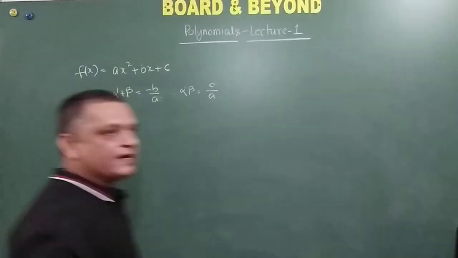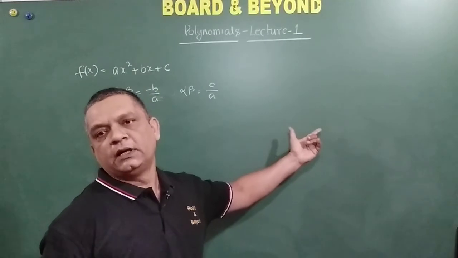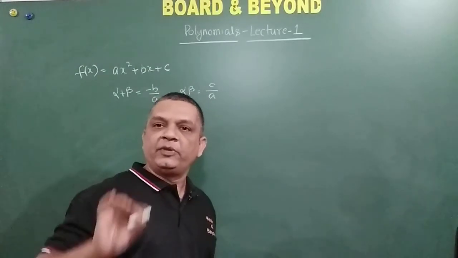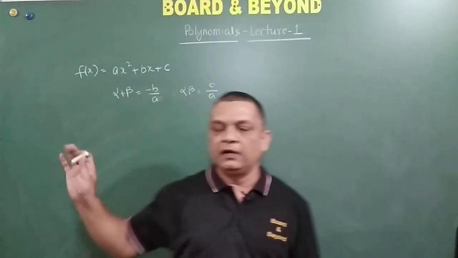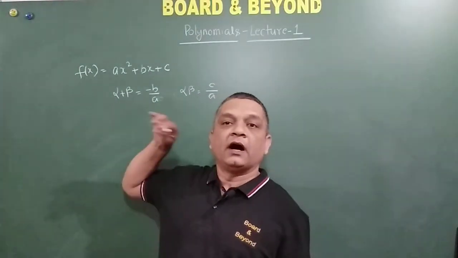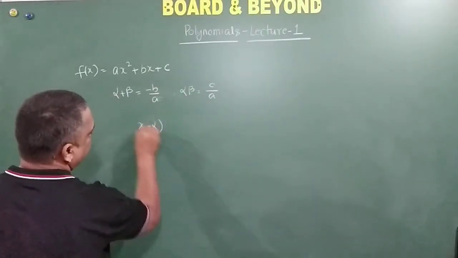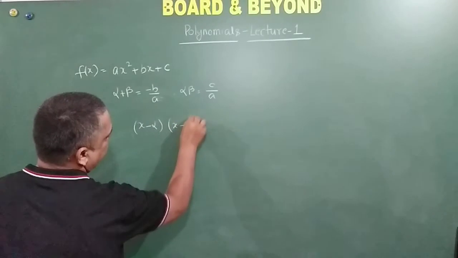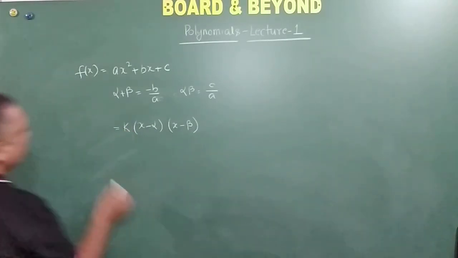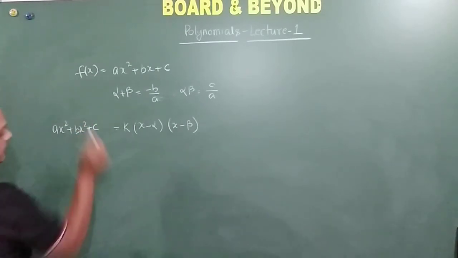Okay, so which signifies that x minus alpha and x minus beta are the two factors for this quadratic polynomial. Please understand. So if alpha and beta are the roots for this quadratic polynomial, that tells us that x minus alpha and x minus beta are the factors of this polynomial. So let's do it like this. So x minus alpha and x minus beta are the two factors. Let us introduce a constant here, which we will write as k, equal to ax square plus bx plus c.